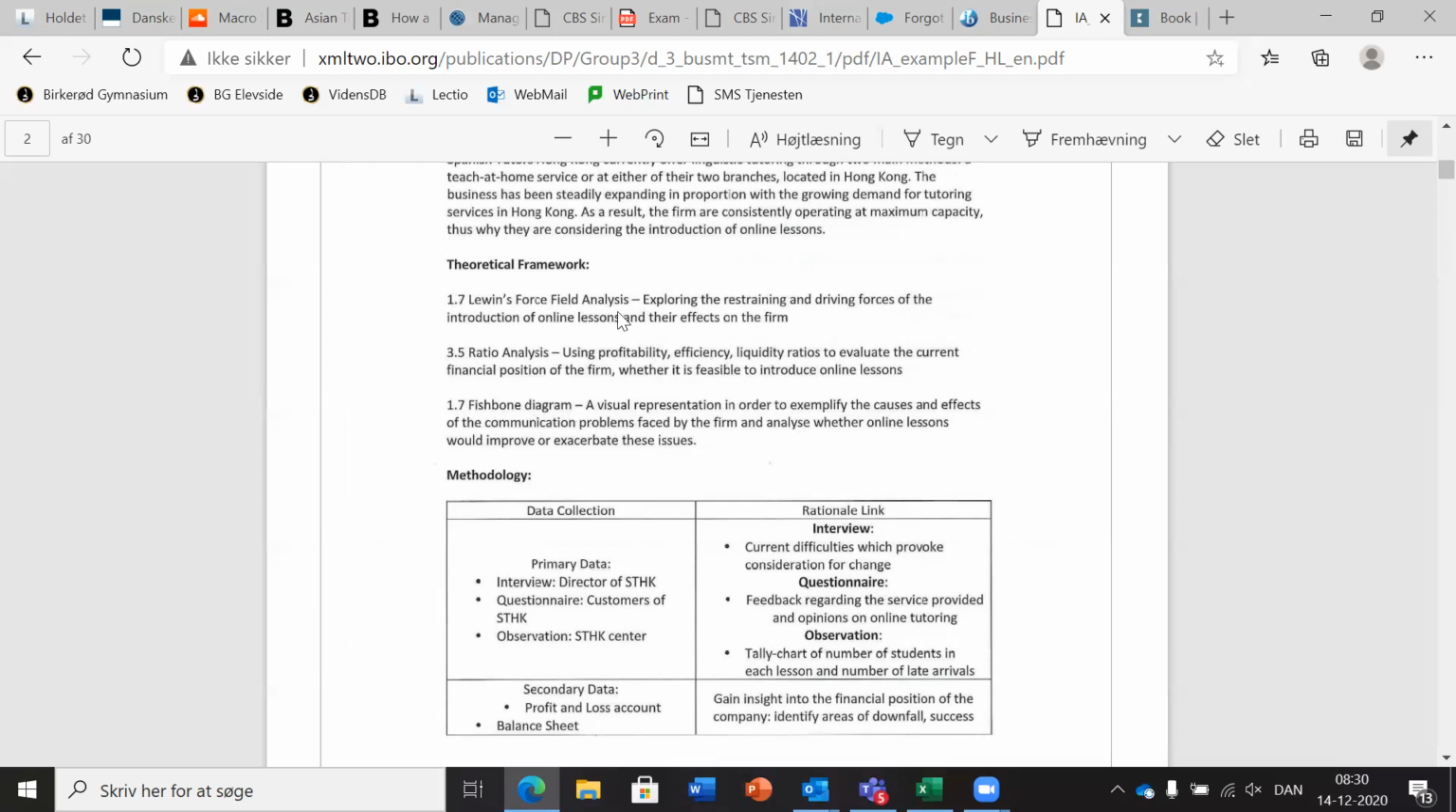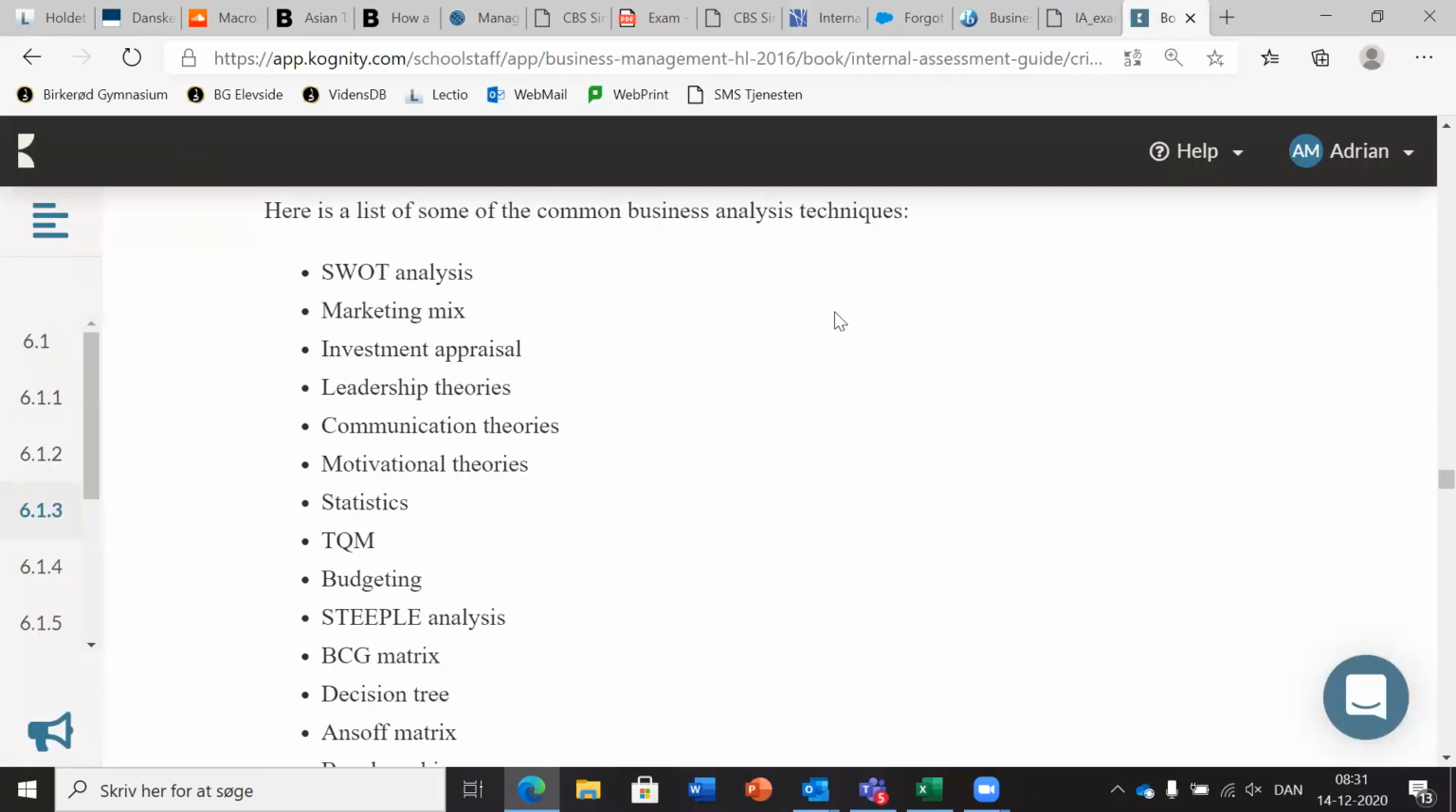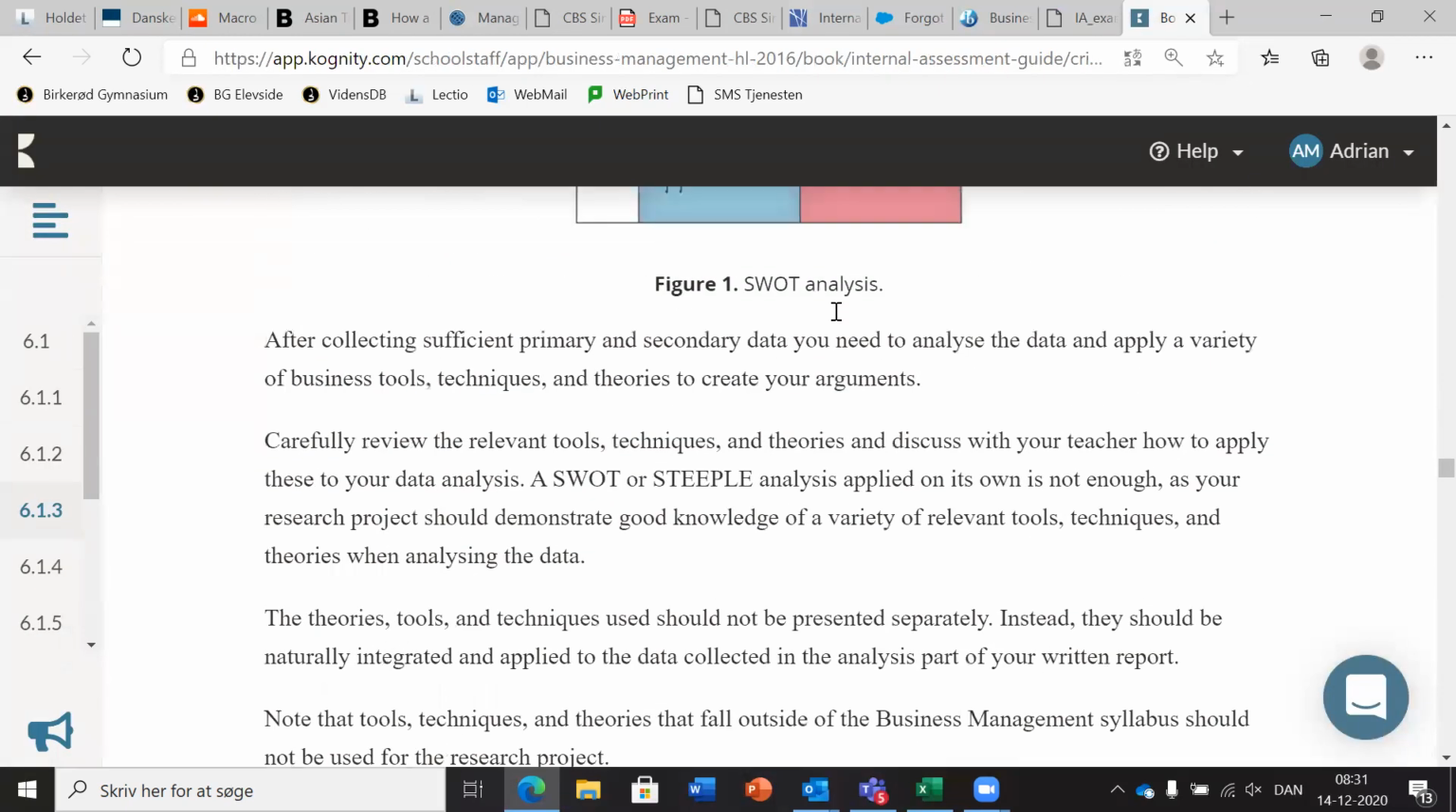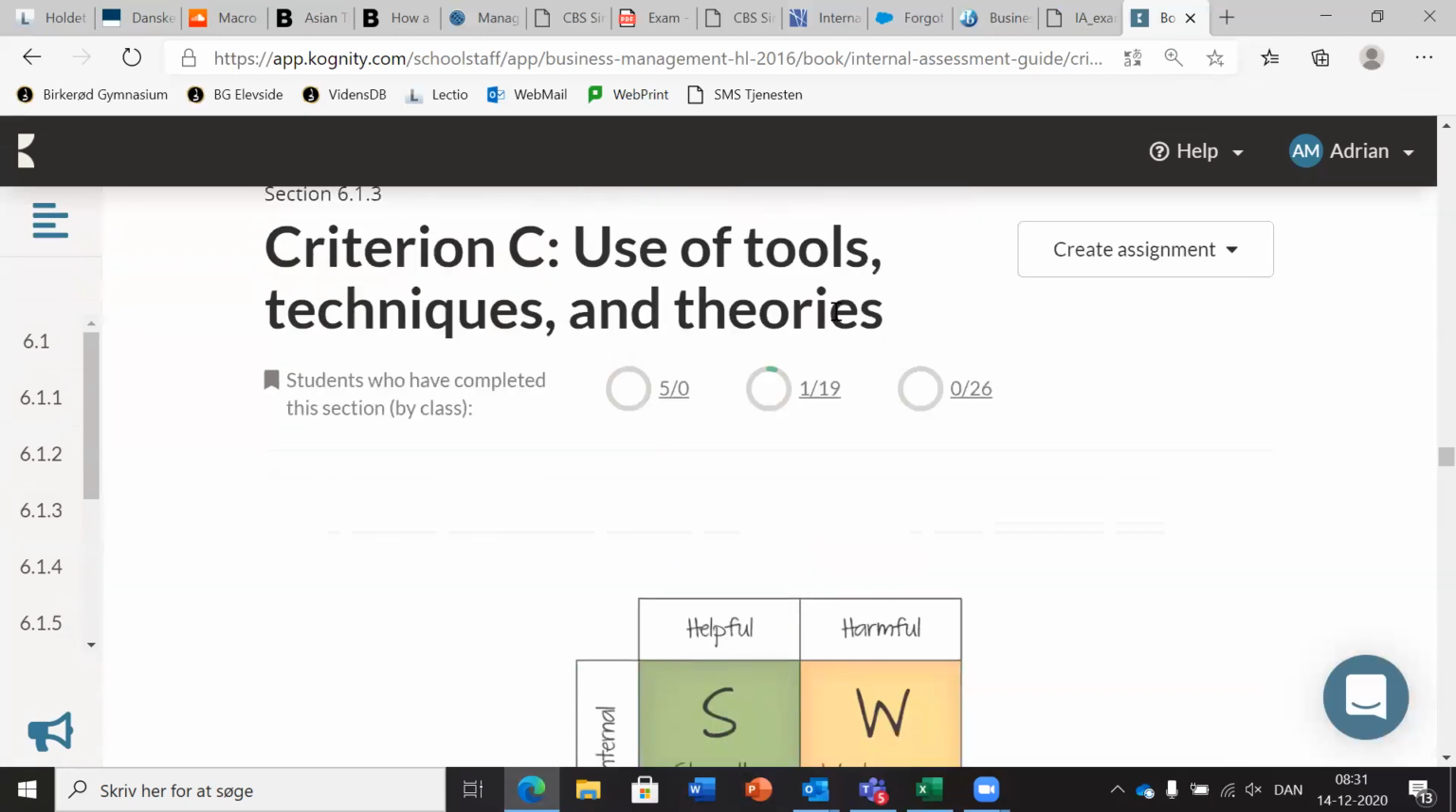The key thing is, it's not just about doing these tools. It's essentially how you analyze afterwards, and you'll see what I mean in a second. Before that, I just want to look at the cognitive criterion. Remember, this is the use of tools, techniques, and theories. There are 3 marks for this. It's under criterion C in your IA, 3 marks out of 25.